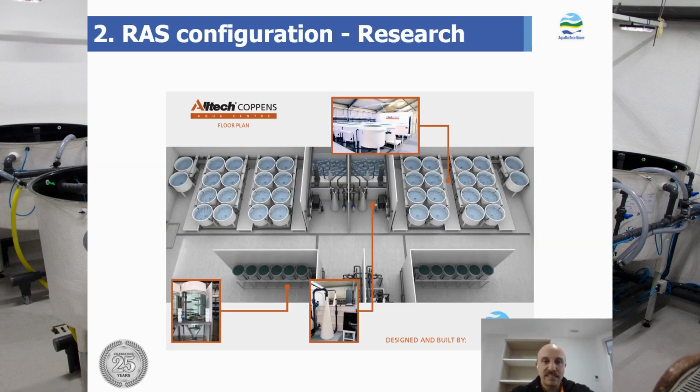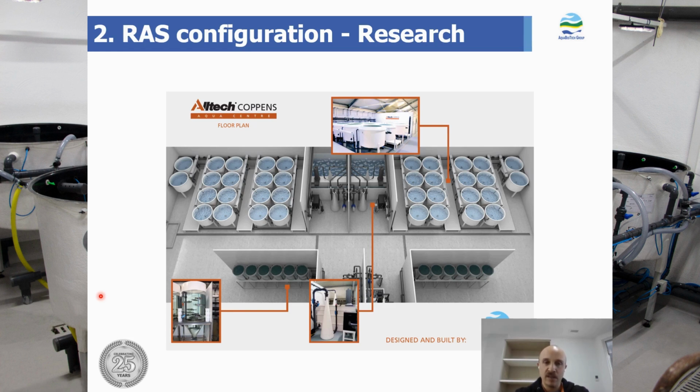When it comes to RAS systems, I like to separate different categories. The first one is what I call research RAS. At AquaBioTech, we call it PRACTI-RAS. These are systems which are overall smaller in size, potentially with smaller tanks, but with a large number of tanks most of the time. They have a very high level of complexity and a very high level of flexibility.